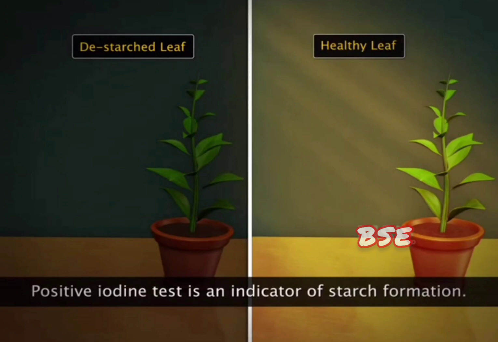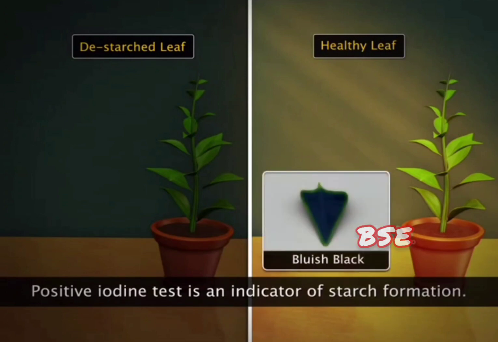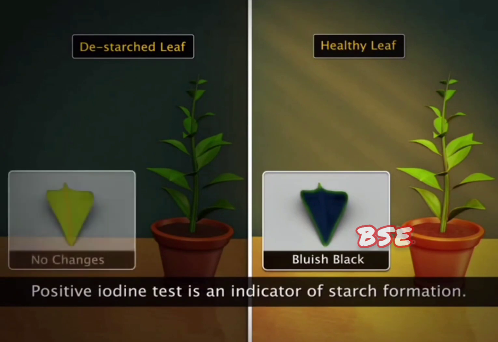You will observe that the leaf from the plant kept in sunlight turns bluish black in color, while the other leaf wouldn't show any color change. This iodine test indicates that the leaf from the plant kept in sunlight was actively photosynthesizing and producing starch, whereas the plant, when kept in dark, couldn't photosynthesize and hence starch was not produced in its leaves.